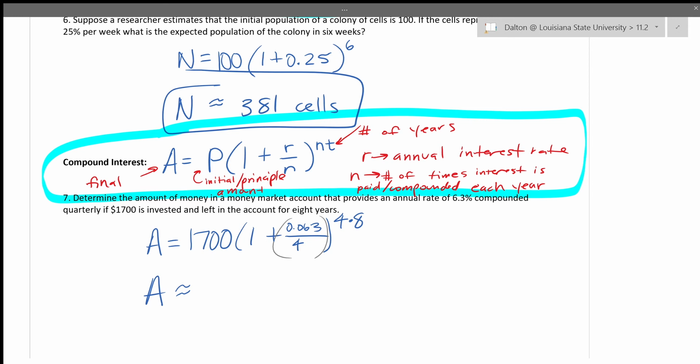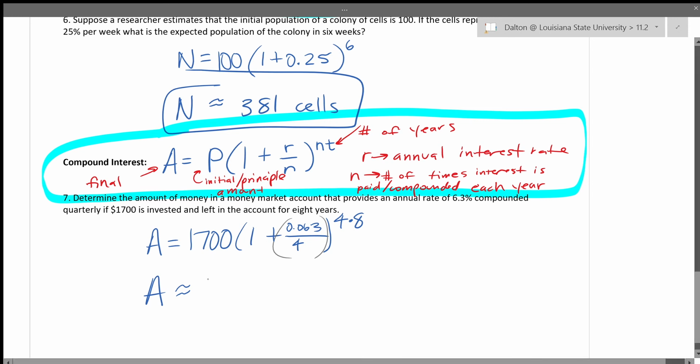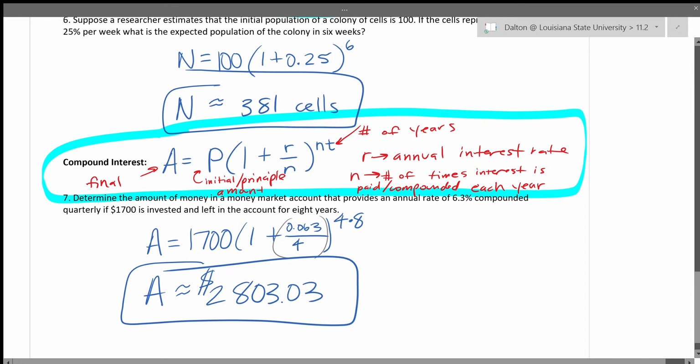Quarterly. So then that amount is going to be about $2,803.03. Yeah, there are 4 quarters and $1.